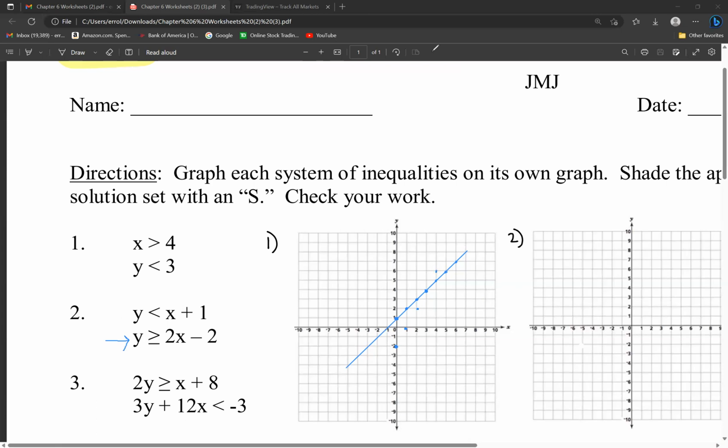All right, let me draw that one in a different color because I'm getting confused. Let me draw that one in red. So 0, -2 right there. Up 2, 1 to the right. Up 2, 1 to the right. Okay, let's draw that line.